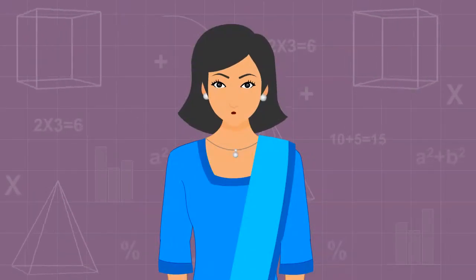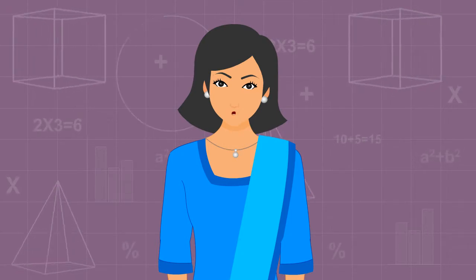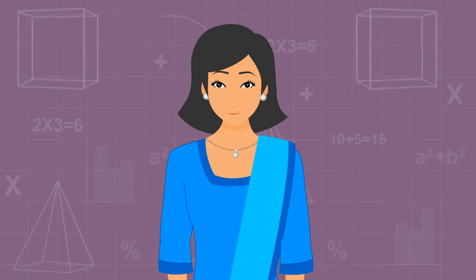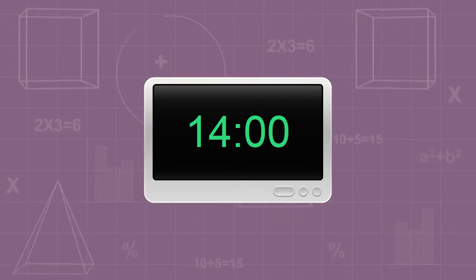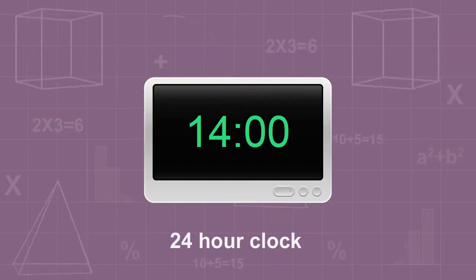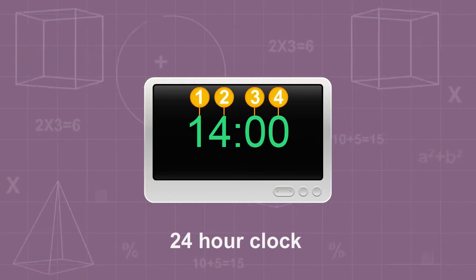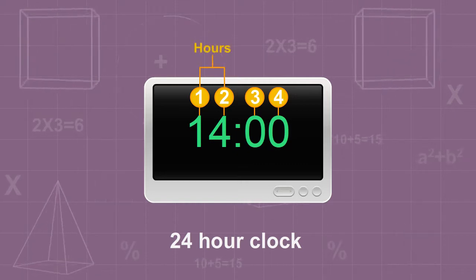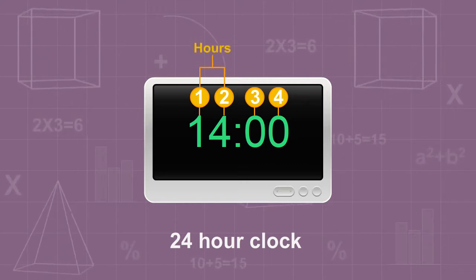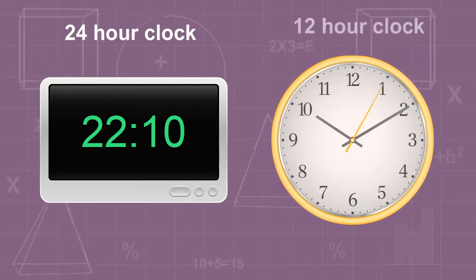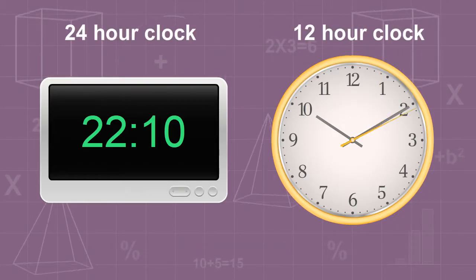Till now, you all have seen numbers from 1 to 12 on a clock. But there are two systems of clock. There is a 24-hour clock time also, in which time is written using 4 digits. The first 2 digits written on the left denote the hours and the next 2 digits denote minutes. As you can see here, both the clocks are showing the same time.